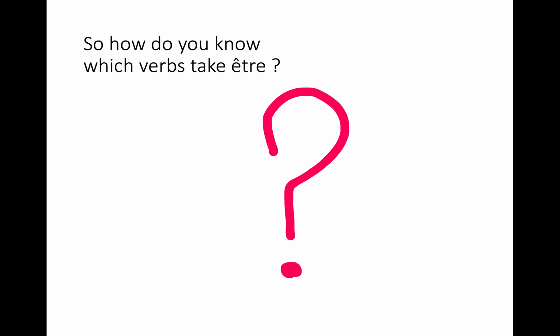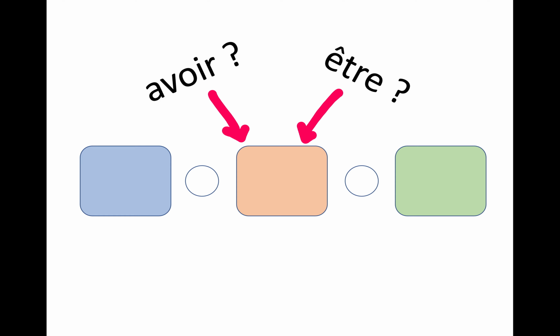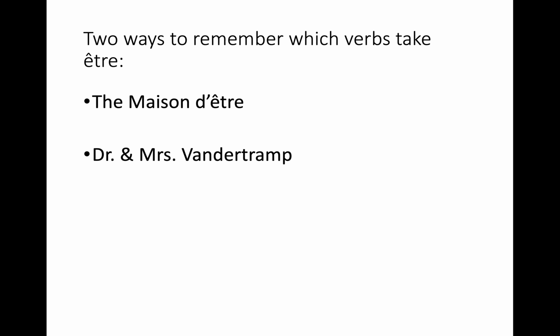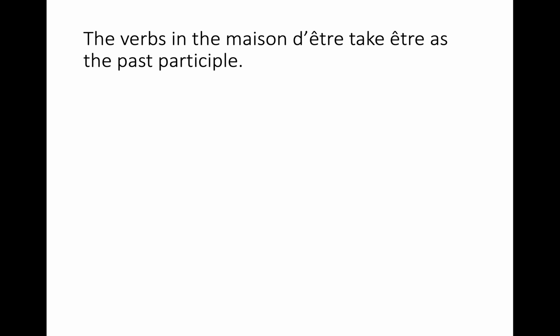So, how do you know which verbs take être? Does it take avoir? Does it take être? You have to memorize it, and there are 2 ways to memorize them, because it's not logical. It's pure memorization. You can use the maison d'être, which is the way I like to do it, or you can do Dr. Mrs. Vandertramp. Not my favorite thing, but I'll show you that one too.